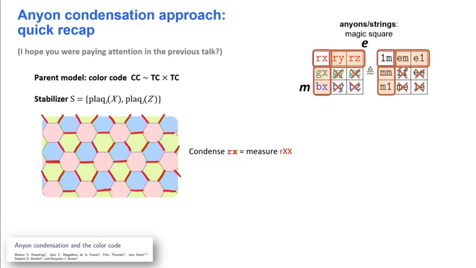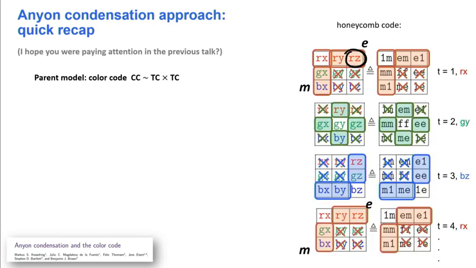When we condense one of such anyons, one of such bosons, we actually end up killing one of the copies of the toric code. The leftover deconfined anyons determine the leftover logical strings. For example, the Rx anyon can be condensed by measuring Rxx Pauli operators. So the honeycomb code works the following way. Here I'm showing the sequence of condensations defining the honeycomb code.